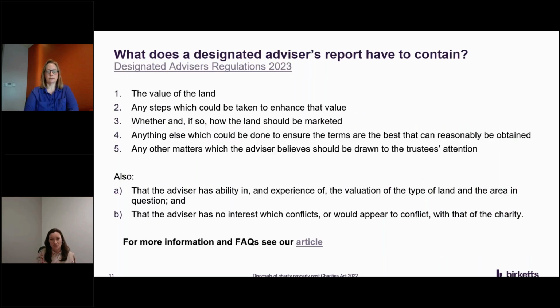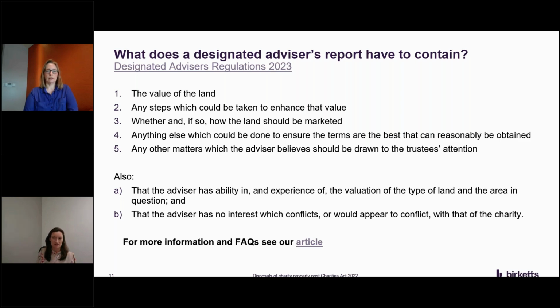And then I'll just touch briefly on what the report needs to contain. Again, look through the regulations. It's got everything set out there, but these are just a couple of bullet points. So you need to specify the value of the land. That's a fairly obvious one that you'd think of, especially if you're making a sale or a lease. You need to know that you're getting appropriate rent or purchase price for it. And any steps that could be taken to enhance that value is also a really interesting one to think about. Whether there might be more value splitting the site up, selling it off in different sizes, whether and how it should be marketed. It used to be compulsory for marketing, but it's now as recommended by your advisor.